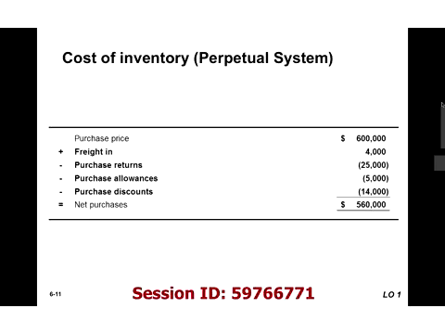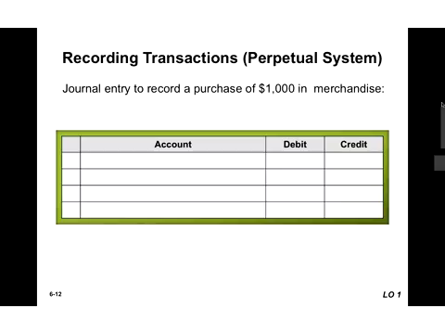Okay, we're going to go through just a couple journal entries, and talk about what's happening in each of these cases. Perpetual system. If we purchased $1,000 in merchandise, we've done this one before. We're going to first of all debit inventory. It is a current asset, a short-term asset. And we're going to credit accounts payable. We're assuming we're buying it on credit. So we're recording this purchase of merchandise.